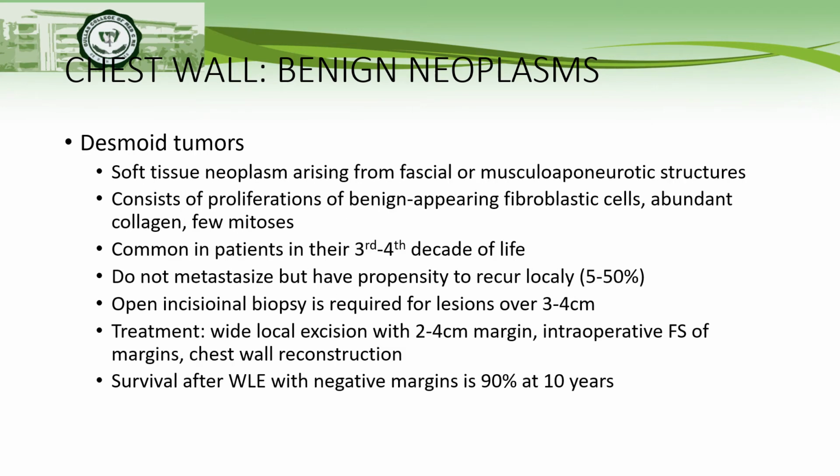And we also have desmoid tumors. These are soft tissue neoplasms arising from the fascial or the musculoaponeurotic structures. So as compared to the previous benign neoplasms, mostly coming from the bony cortex or the costochondral junction, the desmoid tumors are soft tissue tumors. They consist of proliferations of benign appearing fibroblastic cells, abundant collagen, and few mitoses.